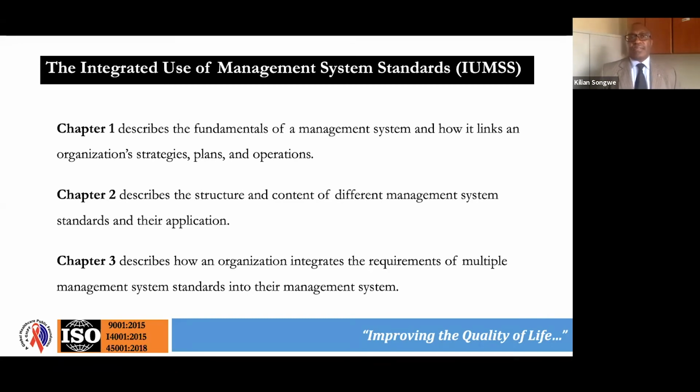So basically in the integrated system, you have chapters. Chapter 1 describes the fundamentals of the management system. Chapter 2 of your integrated system will describe the structure and content of your system. And chapter 3 describes how an organization integrates the requirements of multiple management systems. This is really the crux of the system. So take our case, for example: we have 9001, 14001, and 45001. When we get to chapter 3 of the integrated system, we have to laboriously explain how these different systems actually integrate. These are multiple management systems, and how do we pull them together?